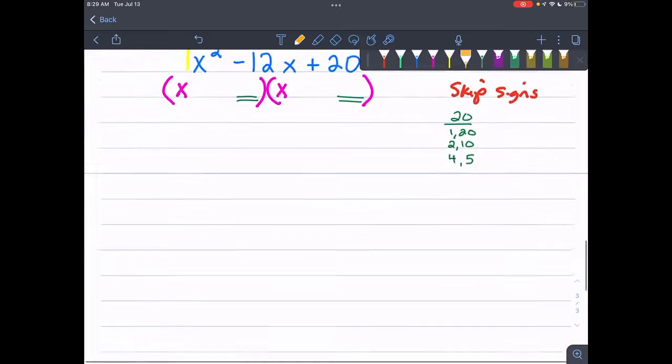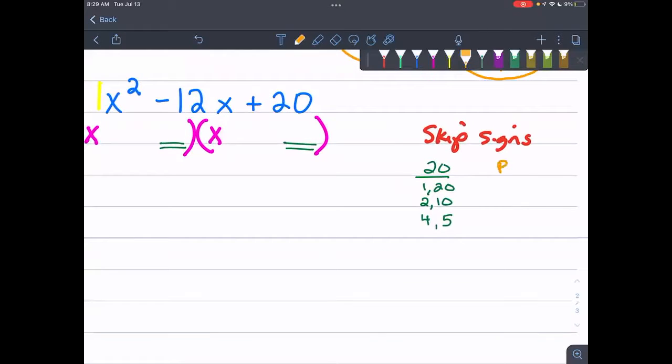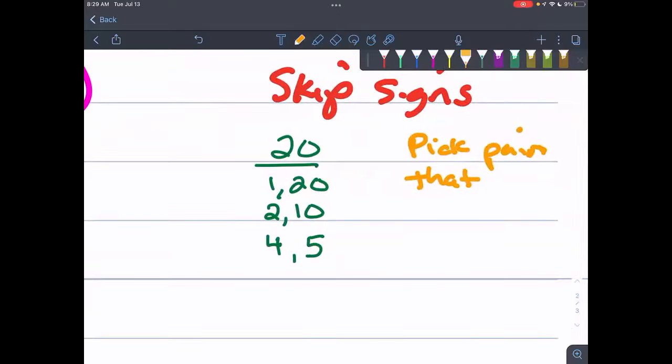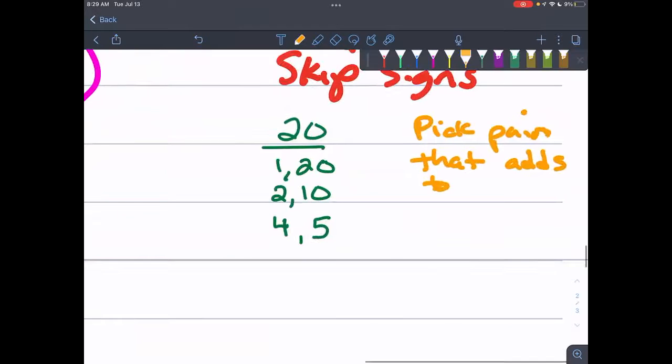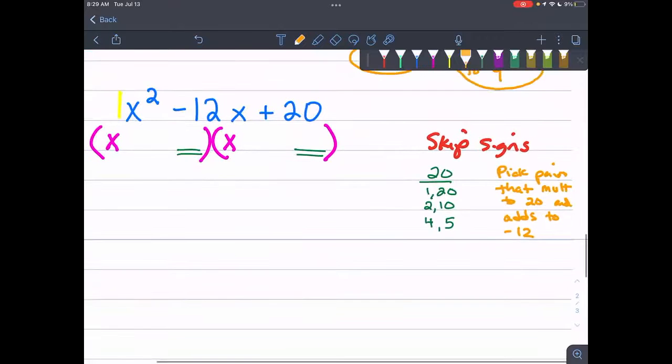So pick the pair that, on that. Pick the pair that adds to, what was it, 20? Or let me go back. That multiplies to 20 and adds to negative 12. And so, we haven't put the signs in, so they're not both going to be positive. We have to figure out what signs work.